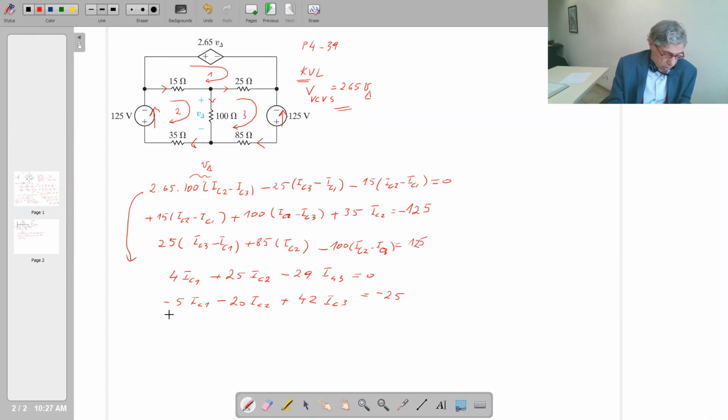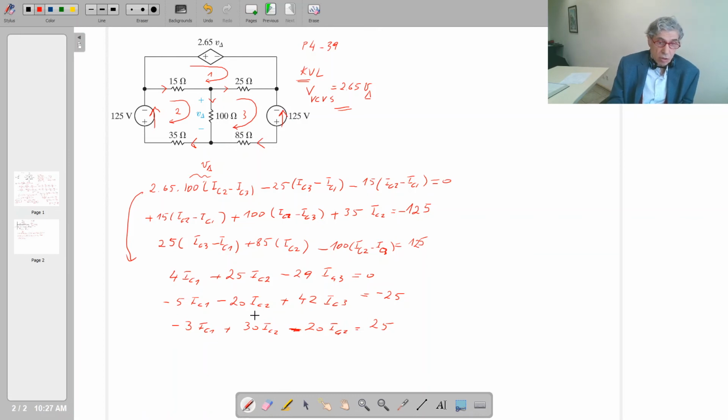And this one, minus 3IC1 plus 30IC2 minus 20IC3 is equal to 25. So three equations, three unknowns. How can you solve it?